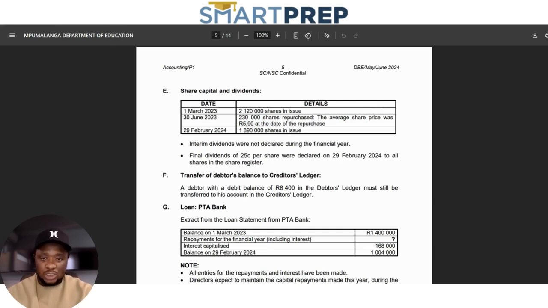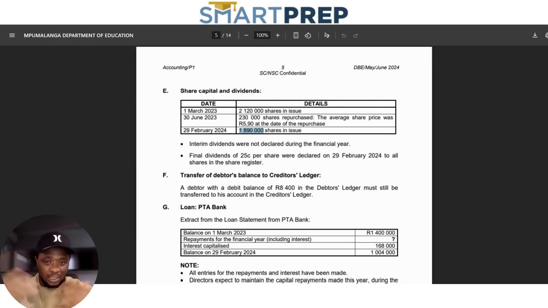So on 1 March, we had 2,120,000 shares in issue, but at the end of the year, we have 1,890,000 shares in issue. Okay, so these shares are in issue, but let's look at the transaction that happened before that. On the 30th of June, there were 230,000 shares that were repurchased, and the average issue price of the shares on the date was R5.90. And there hasn't been a transaction since that, so there were no additional shares issued.